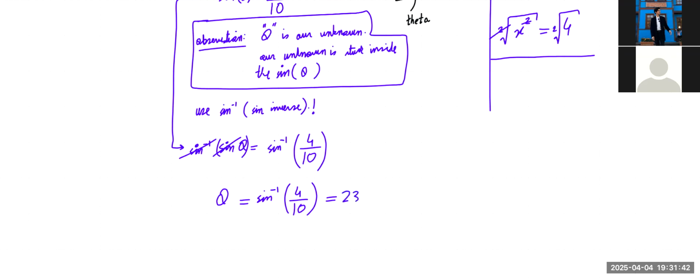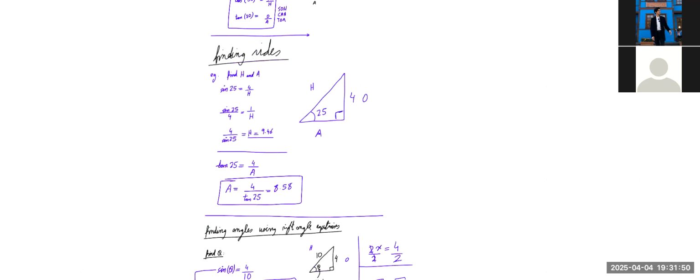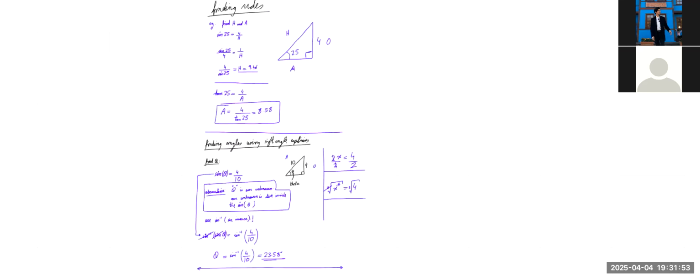23.58. Okay, 23.58 degrees. Exactly. That is basically it. So remember, these are the only two scenarios you can ever have. Finding missing sides, where you know an angle and one side, and you want to find the other missing side, or finding angles when you don't know the angle but you know two sides.